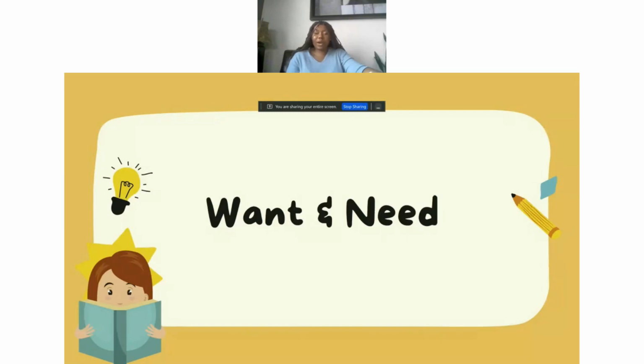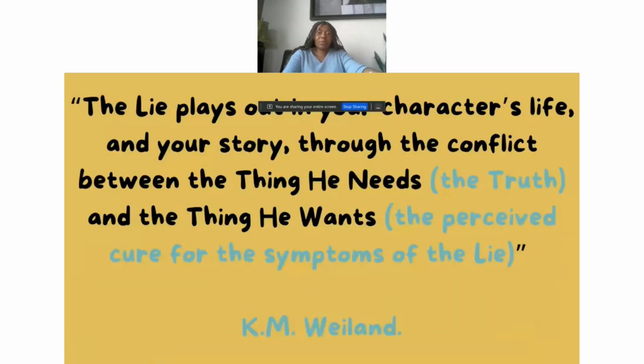You may have heard this before. K.M. Weiland talks about it a lot in her books, which I highly recommend. They're awesome. But these are really essential aspects to your story. So they're both connected to the lie. The lie plays out in your character's life and your story through the conflict between the thing he needs, the truth, and the thing he wants, a perceived cure for the symptoms of the lie.